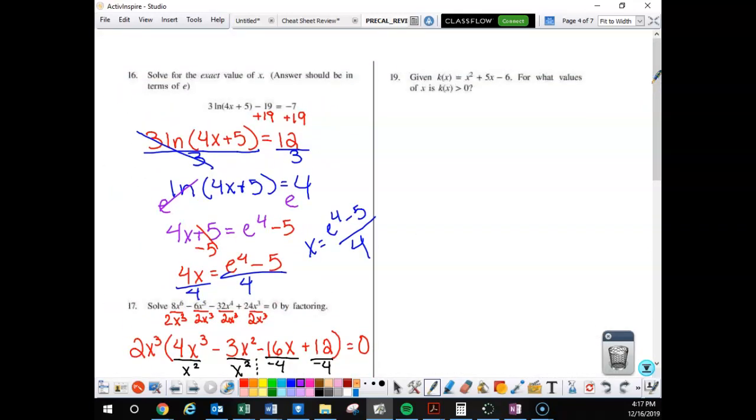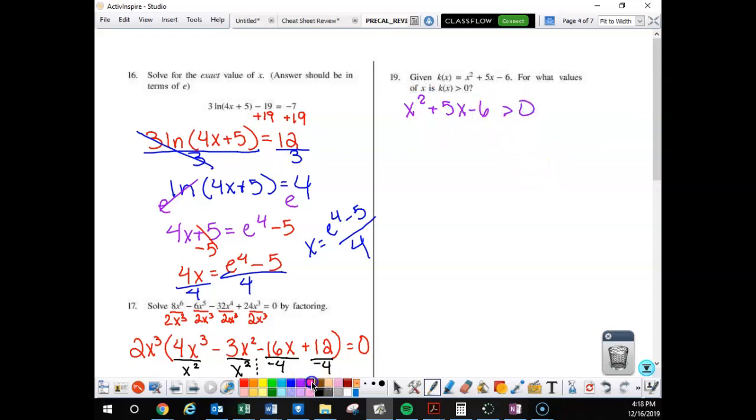Number 19. Given x squared plus 5x minus 6, for what values of x is k of x greater than 0? So same thing. We want to figure out when this is greater than 0. So I'm going to make a sign chart because at first I want to see when it's equal to 0. And the way you got to do that is to factor it. So I want to factor x squared plus 5x minus 6.